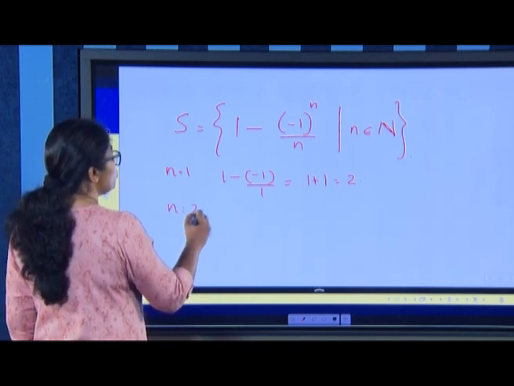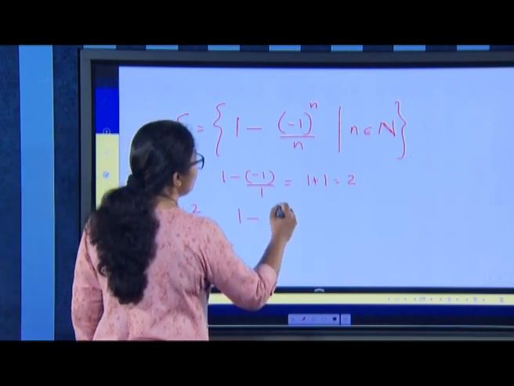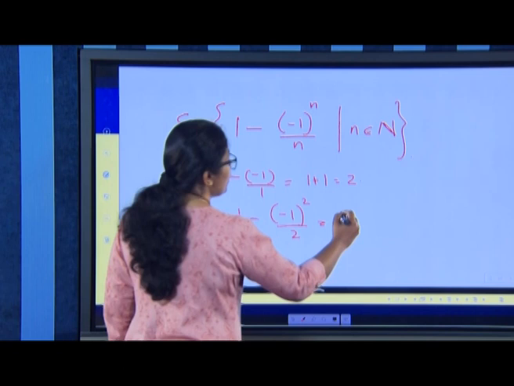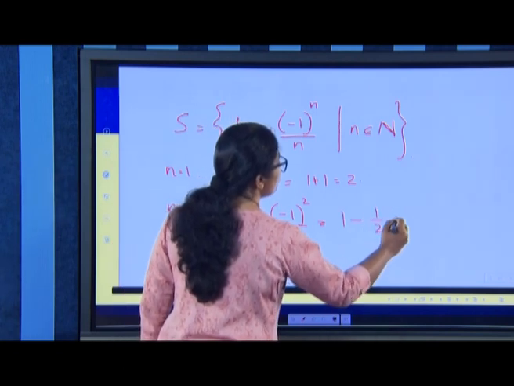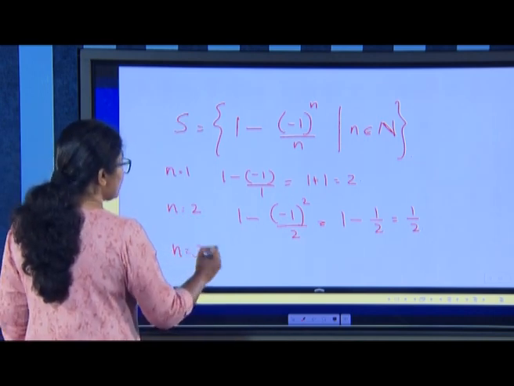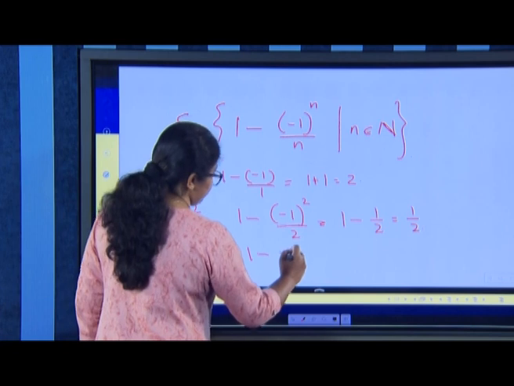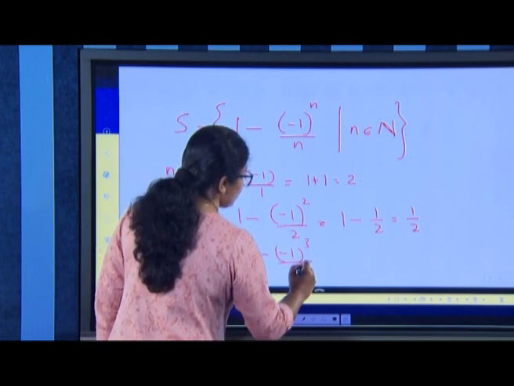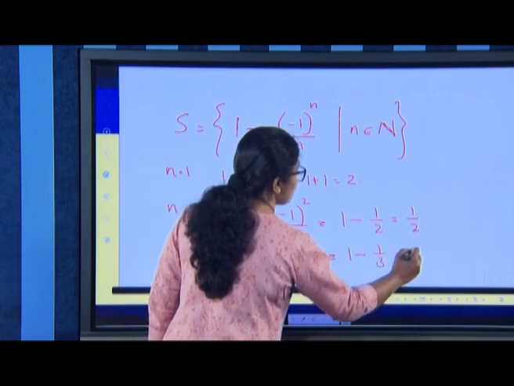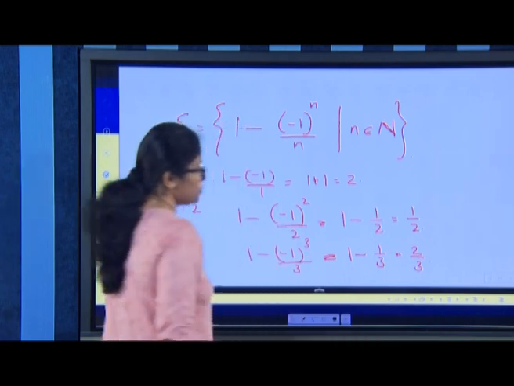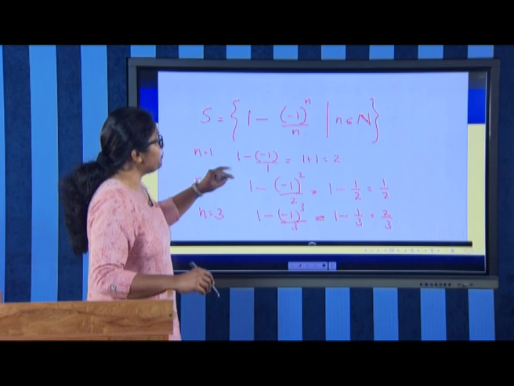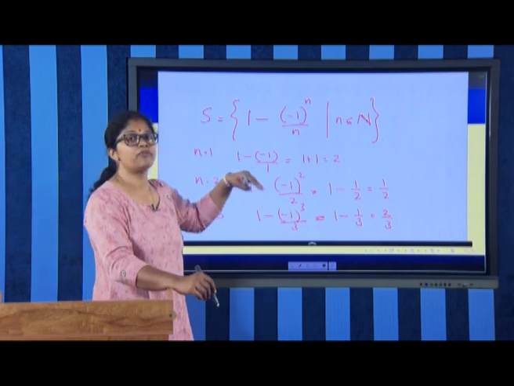For n equal to 2, what do we have? 1 minus (-1)^2 by 2, which is equal to 1 minus 1 by 2, which is equal to 1 by 2. For n equal to 3, 1 minus (-1)^3 by 3, which is equal to 1 plus 1 by 3... which is equal to 2 by 3, and so on. So, now let us see what happens as we move on further and further.